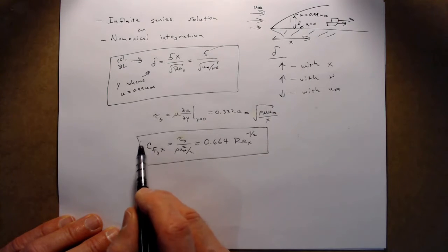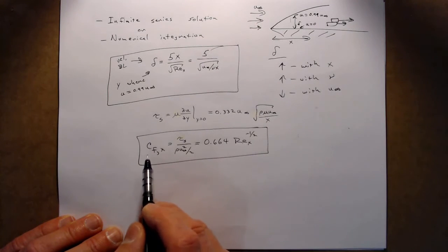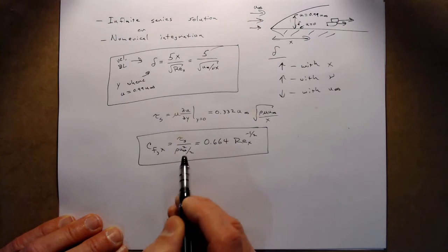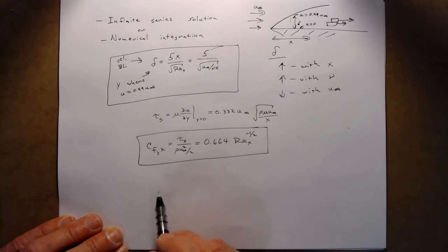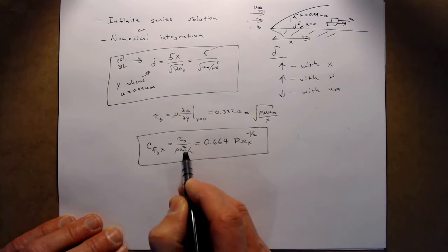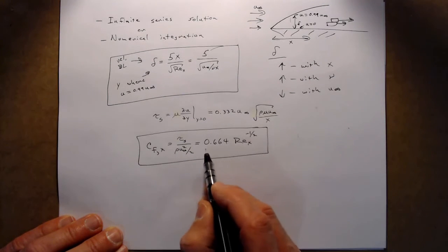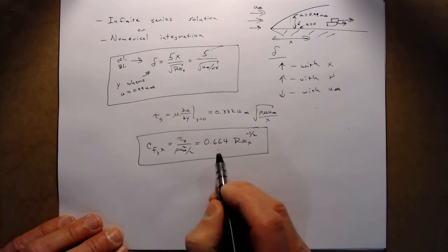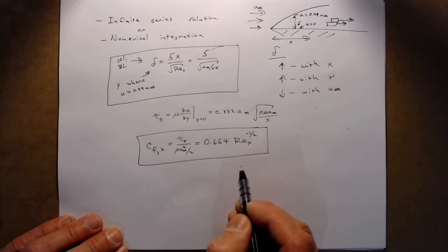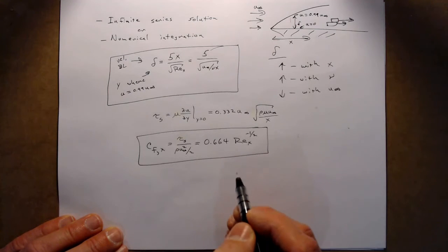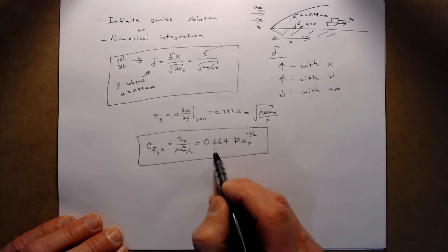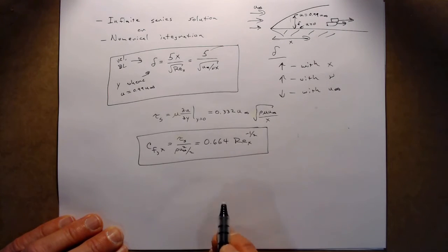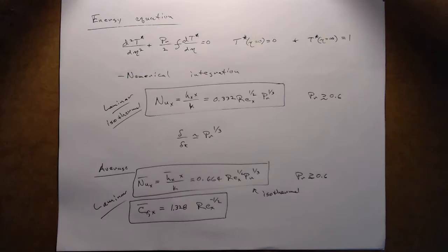Or if we define the drag coefficient as the shear stress at the surface divided by the kinetic energy density of the flow, rho times u squared over 2, then we get an expression of the drag coefficient is equal to 0.664 times the Reynolds number to the negative 1/2 power. So 0.664 divided by the square root of the Reynolds number.